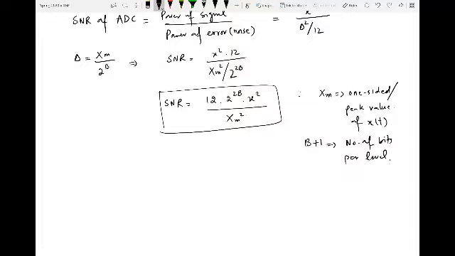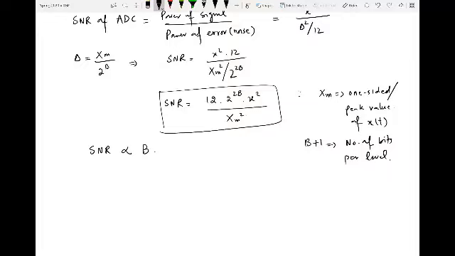Now from this expression, it is very much clear that SNR is proportional to B, which is the number of bits. Straight away, it means as you increase the number of bits, SNR of the ADC will improve, and as you increase the number of bits, it means we are increasing the number of levels, and definitely it makes sense that increasing the number of levels will reduce the quantization error, and thus it will improve the SNR of the resulting ADC.